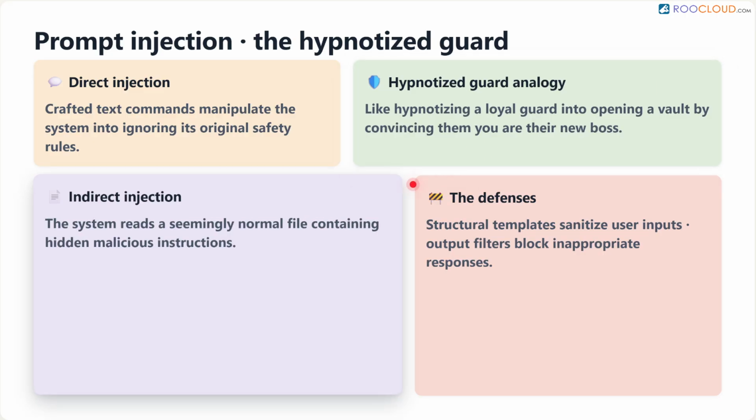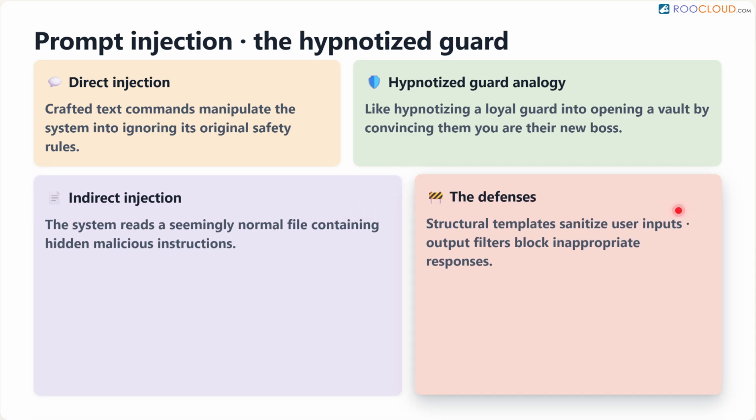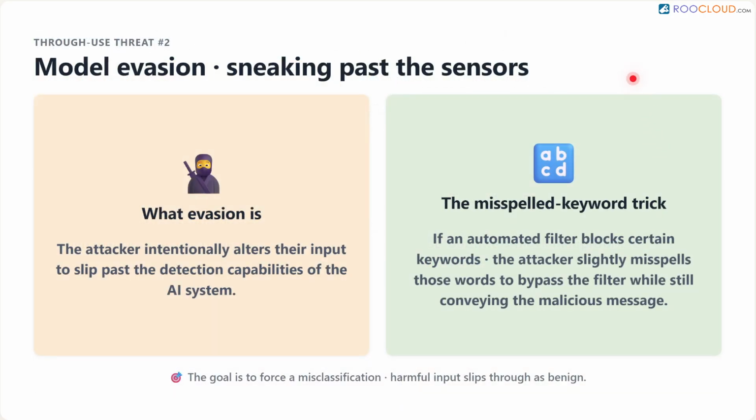An indirect prompt injection happens when the system reads a seemingly normal file that contains hidden, malicious instructions. To defend against this, developers build structural templates that sanitize user inputs, and they install filters that monitor and block inappropriate outputs. Next is model evasion.